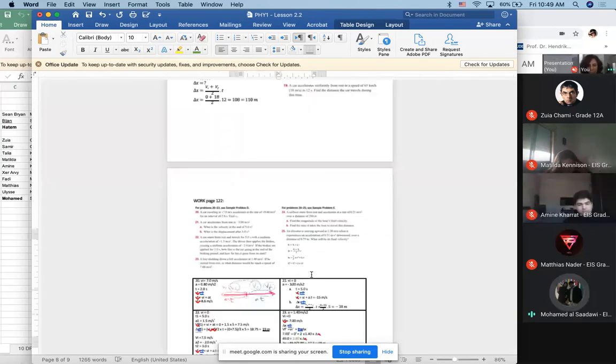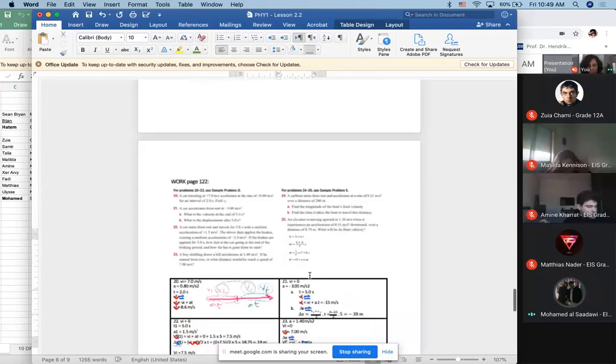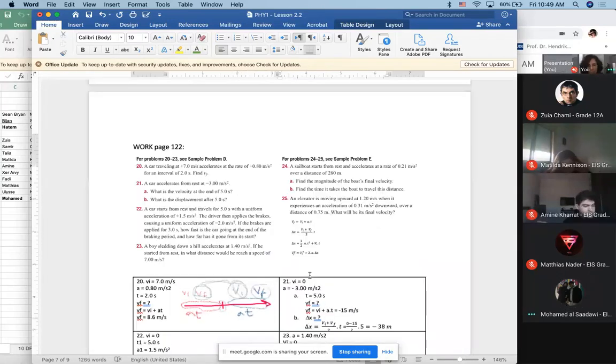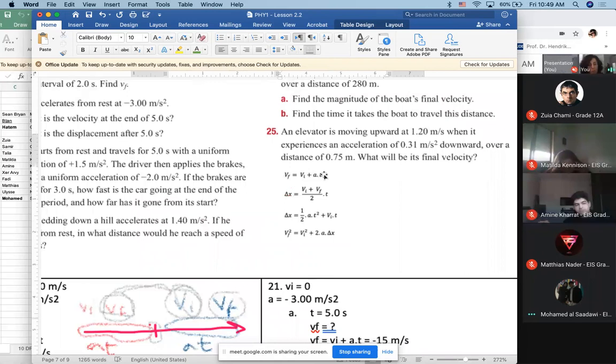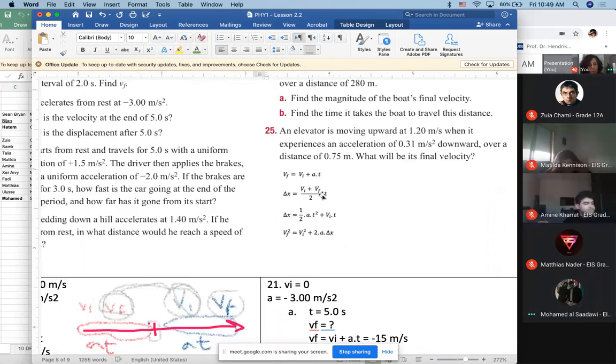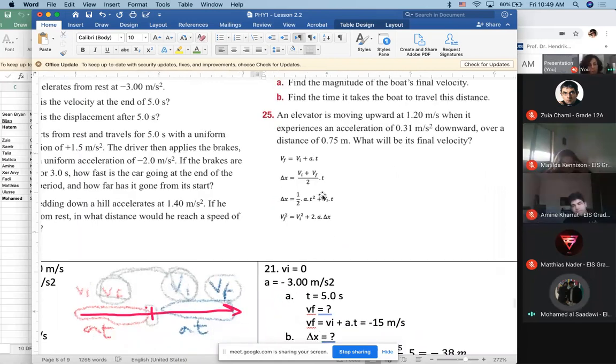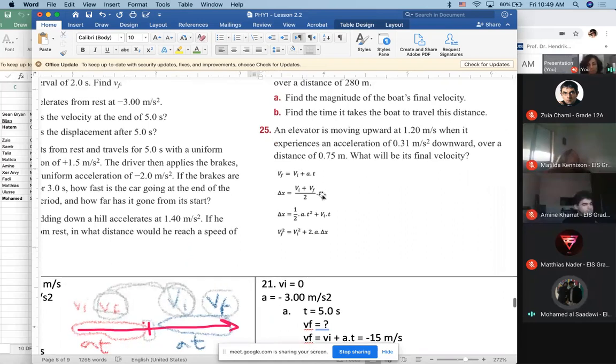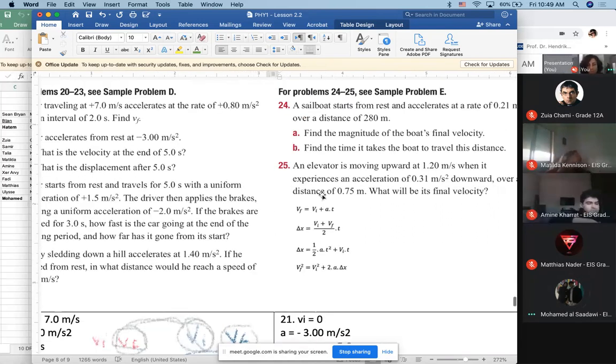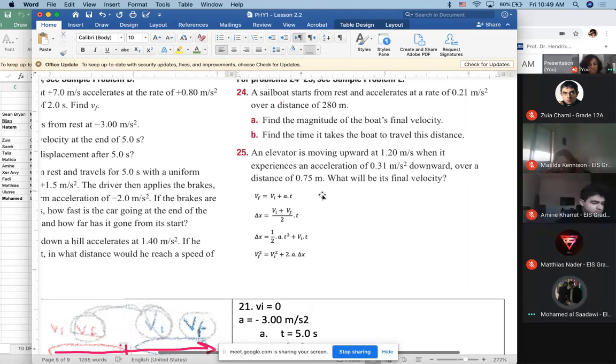I did it in a different way. Okay. You can, if you want, use the first equation, find time, and then plug in the time. I found time first, then I did it. You get full grade. I got the same answer. Yes, you get the same answer.